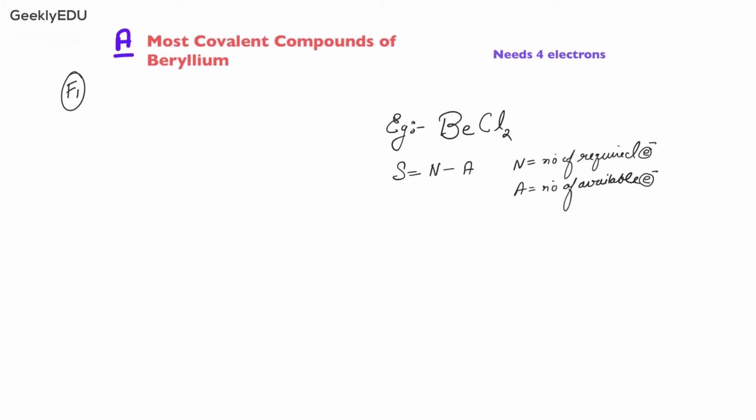So, what is Octet Rule? We already know. Octet Rule says that the valence shell must have 8 electrons, right? This is what is said by your Octet Rule, with the exception of duplet for hydrogen, right? Now let us see some other exceptions. And what are those? Most covalent compounds of beryllium.